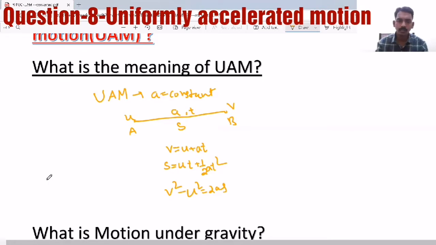And one more equation also will be there here. That is Sn equal to u plus a by 2 into 2n minus 1. This is the formula for distance traveled in the nth second. Nth second means only 1 second. So this one is for, like, 10 seconds, and this is for the 10th second. That is the difference. So always try to understand the question.